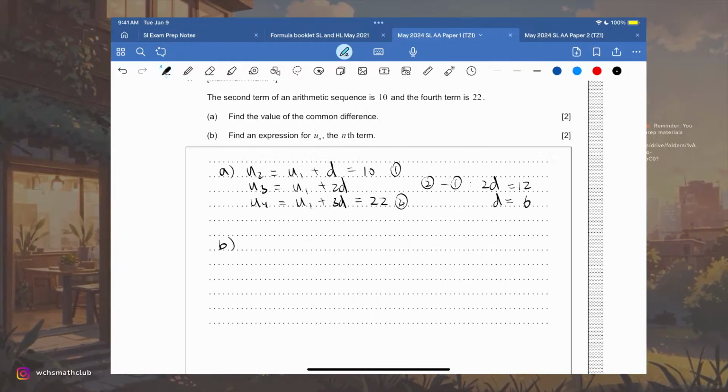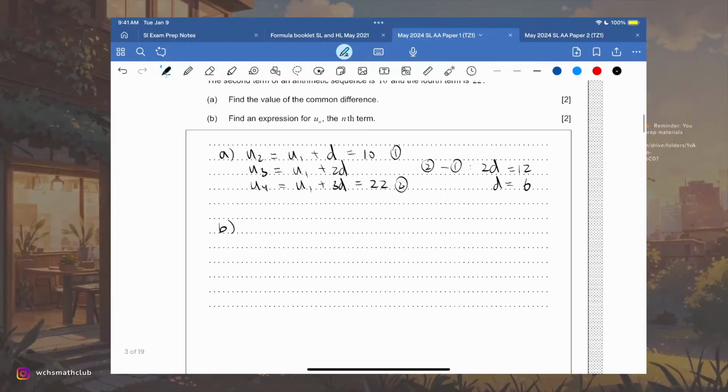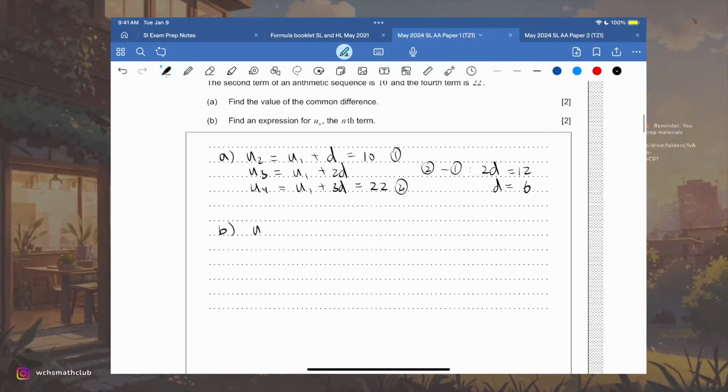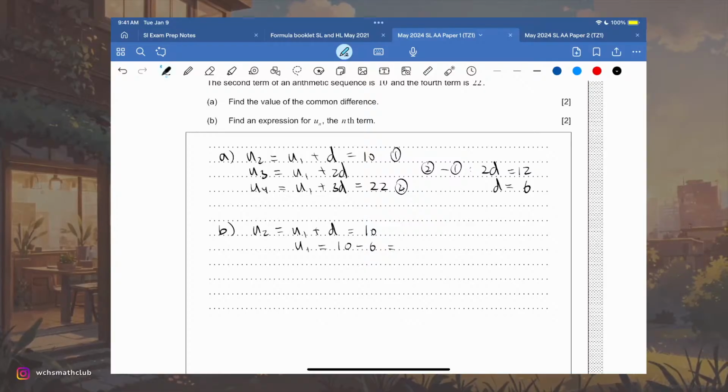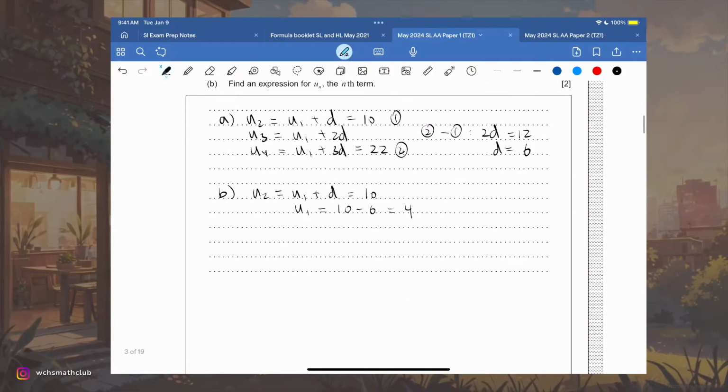For part B, find an expression for the nth term. Since we know that the second term is equal to the first term plus the common difference, which equals 10, and from part A we know that d equals 6, the first term is simply 10 minus 6, which equals 4. And now we have all the info required.